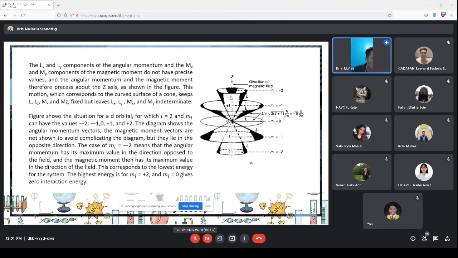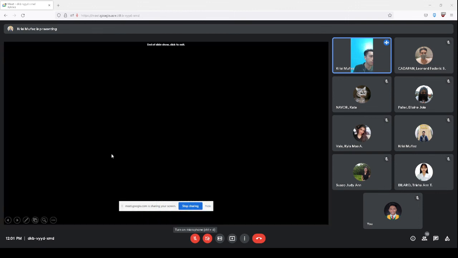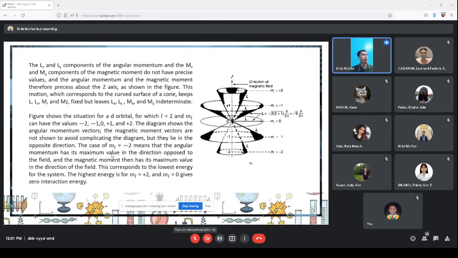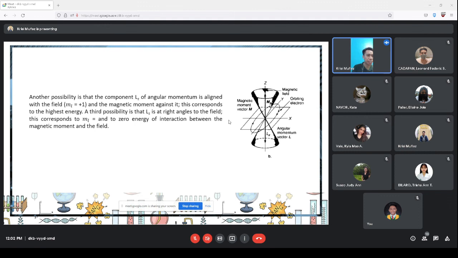Asan ba ang angular momentum natin? Is it given? It shows the angular momentum vectors, the magnetic moment vectors. Basta opposite man sila. Sorry. Opposite naman sila lagi. So the case for M sub L is equal to negative means that the angular momentum has its maximum value in the direction opposed to the field. Binigay ba class ang direction ng L for this one? Hindi ko alam. Tama ba? Ito ba yung figure na dapat natin tinitingnan?